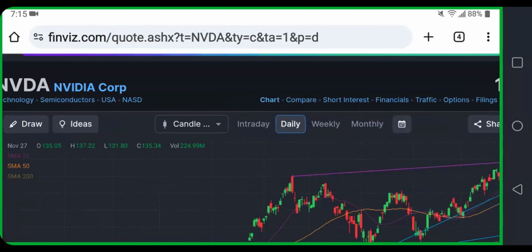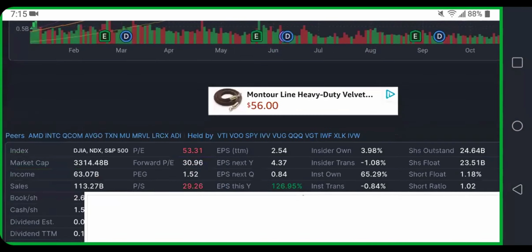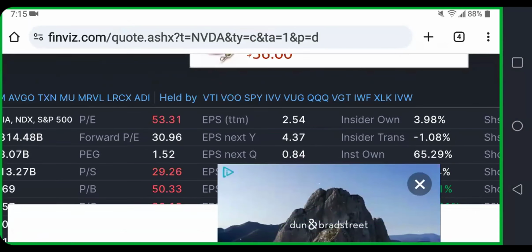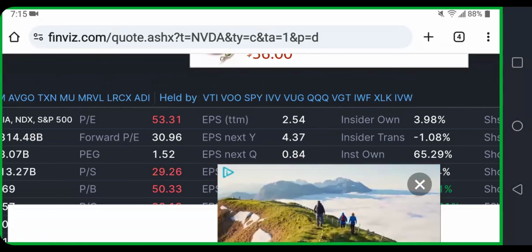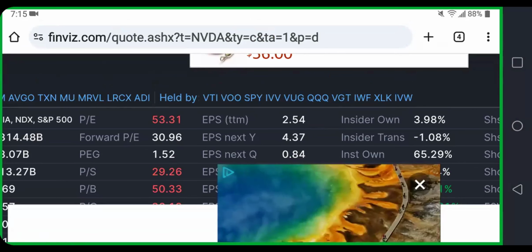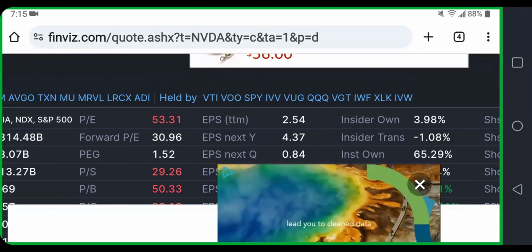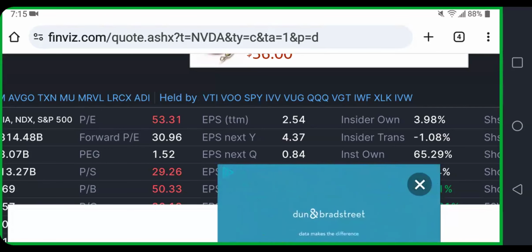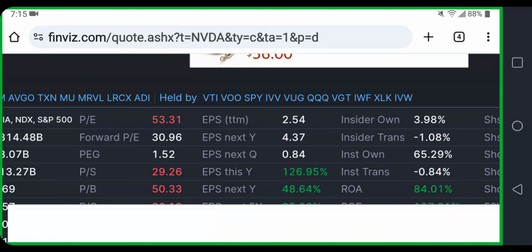All right, so NVIDIA. The P/E is 53.31. Then the forward P/E is telling us about the future, like next year or the next quarter.